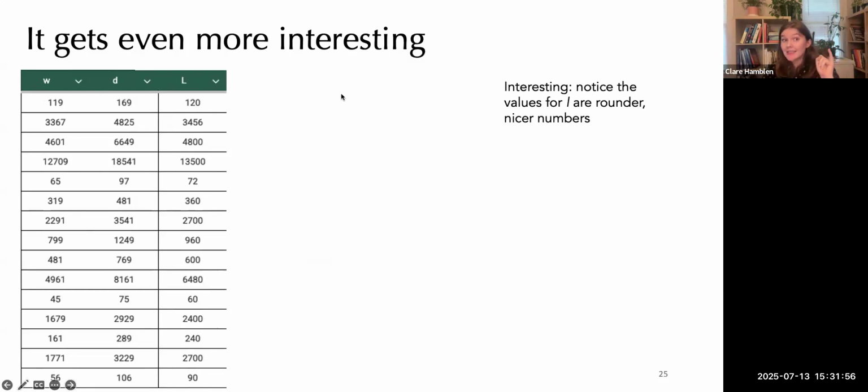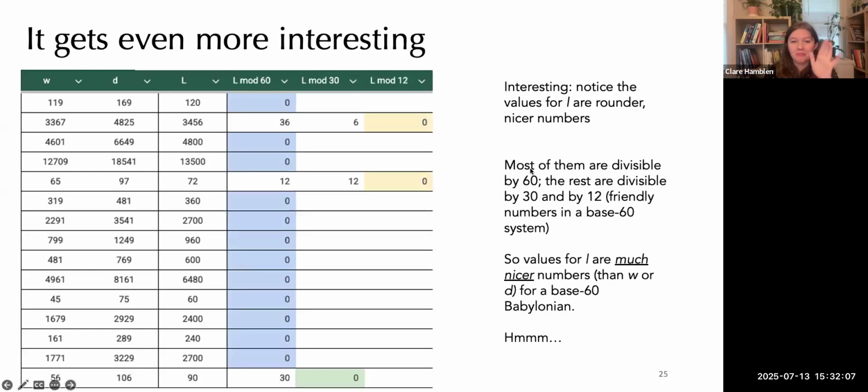And by the way, that's not only true in base 10, but also in base 60. If we were to go back to the base 60 representation of these numbers, that would really be true. Oh, that's right, I put that here, sorry. So almost all of these numbers are divisible by 60, the rest are divisible by 30 and by 12. 30 and 12 are very friendly numbers if you are a base 60 Babylonian. So not only are these numbers nicer and rounder, they're really nice for a Babylonian. And that's kind of significant.